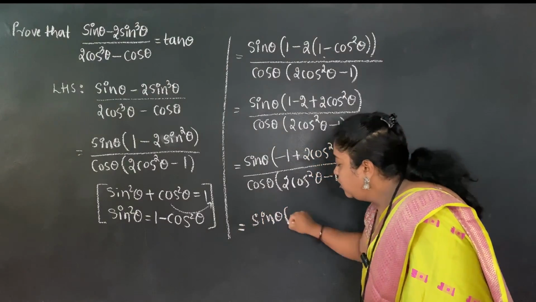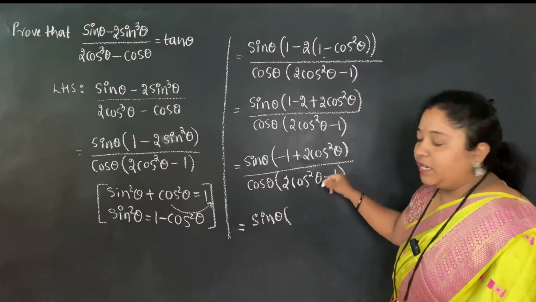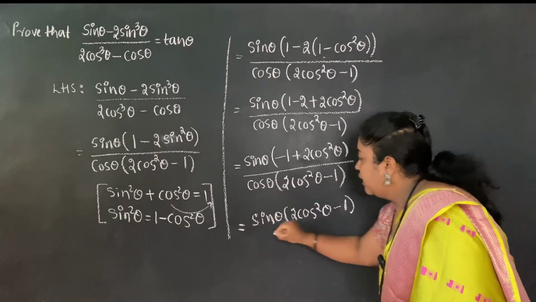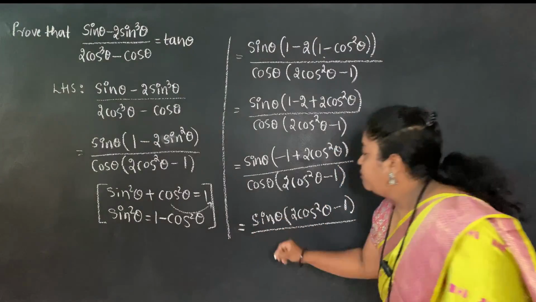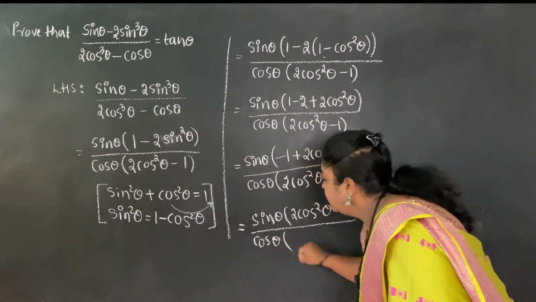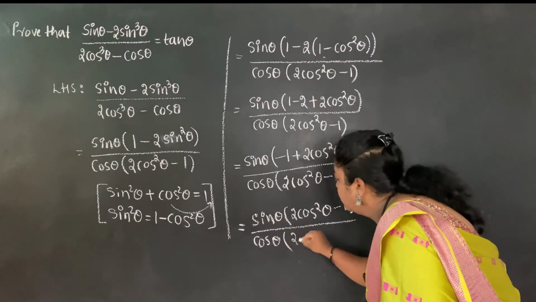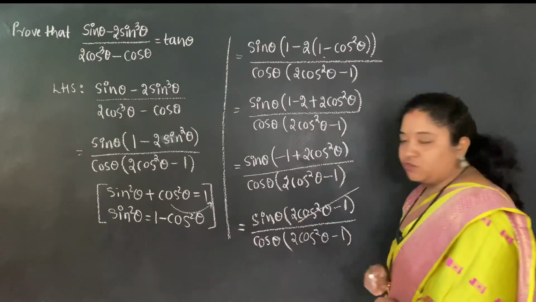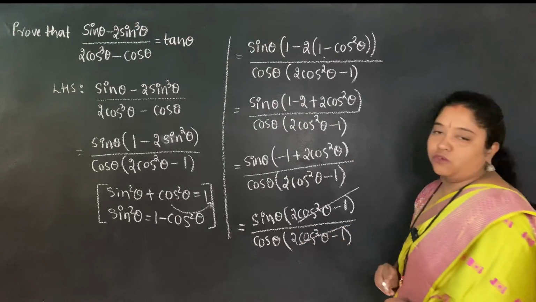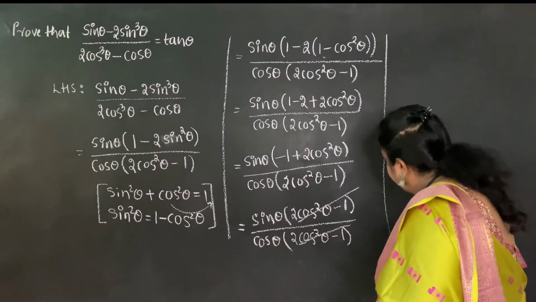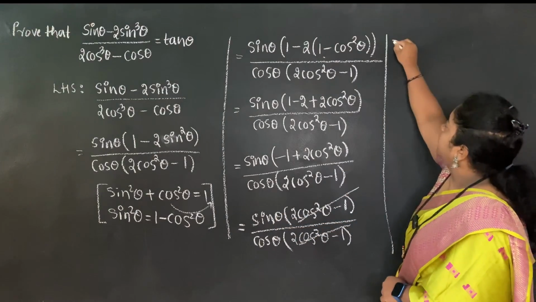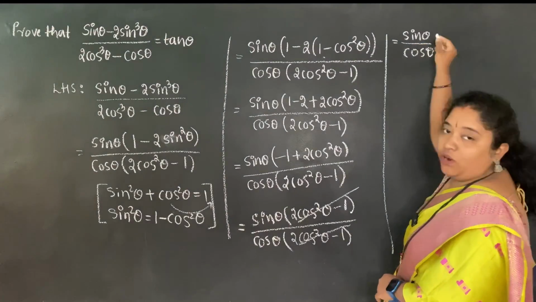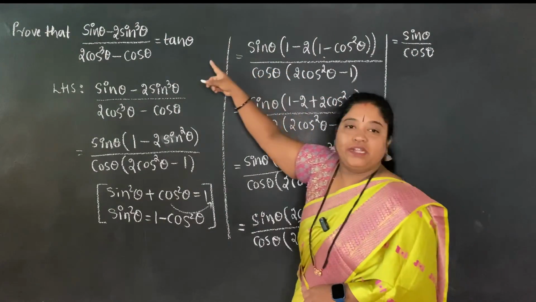Sine theta into bracket. First I'll write 2 cos square theta, so what will I have? 2 cos square theta minus 1. In the denominator part, let me have cos theta into bracket, what do we have? 2 cos square theta minus 1. See, this is also 2 cos square theta minus 1. This is also 2 cos square theta minus 1. So at the end, what am I left with? I am left with only sine theta divided by cos theta. This is what I wanted, yes or no?